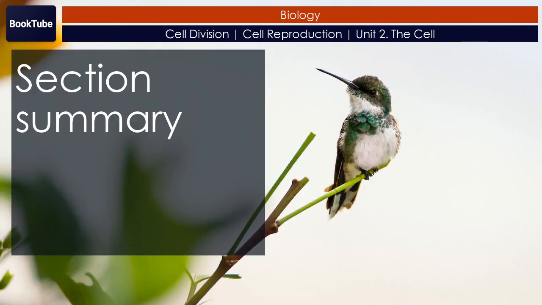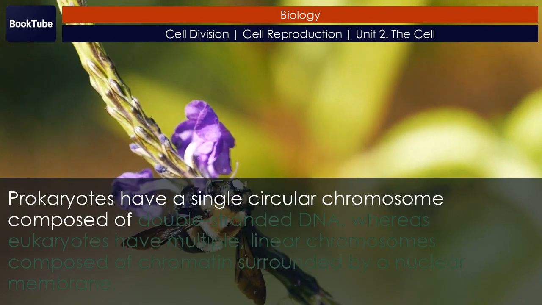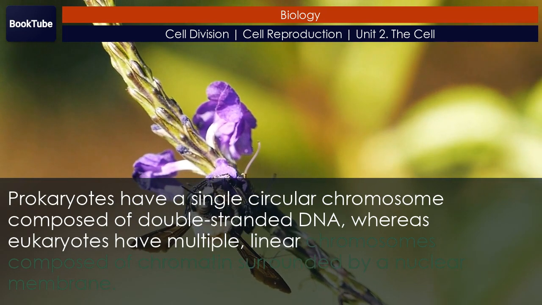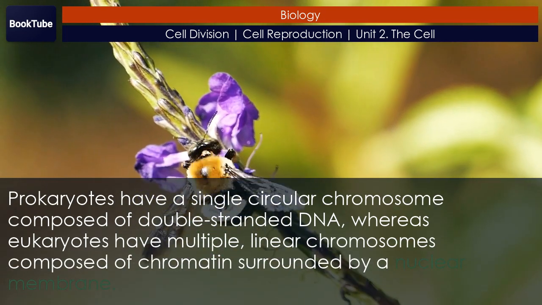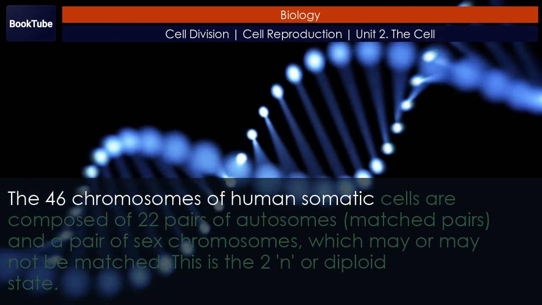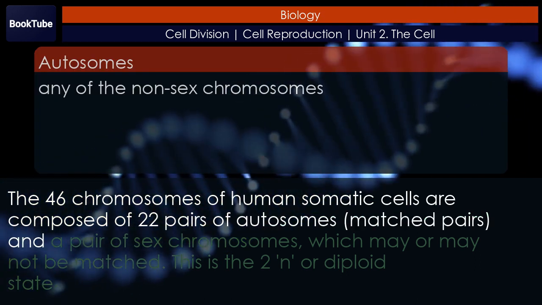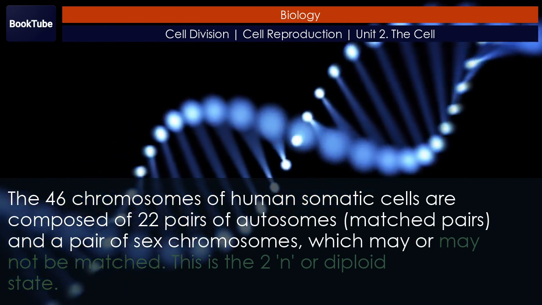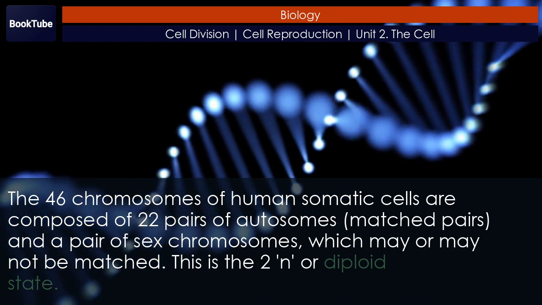Section summary. Prokaryotes have a single circular chromosome composed of double-stranded DNA, whereas eukaryotes have multiple linear chromosomes composed of chromatin surrounded by a nuclear membrane. The 46 chromosomes of human somatic cells are composed of 22 pairs of autosomes, matched pairs, and a pair of sex chromosomes, which may or may not be matched. This is the 2N or diploid state.